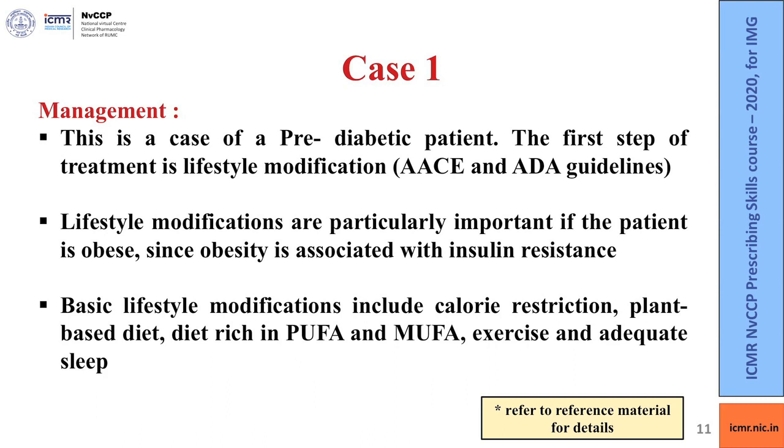Now this is a case of a pre-diabetic patient. Hence as per the AACE and ADA guidelines, the first step of treatment would be lifestyle modifications. The lifestyle modifications are particularly important if the patient is obese, since obesity leads to insulin resistance. The basic lifestyle modifications include calorie restriction, plant-based diet, diet rich in poly and monounsaturated fatty acids, exercise and adequate sleep. You could refer to the reference material for details on lifestyle modifications.